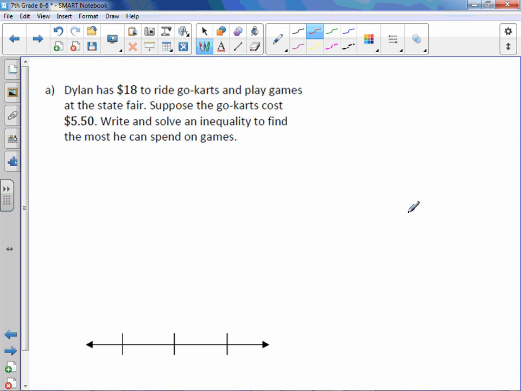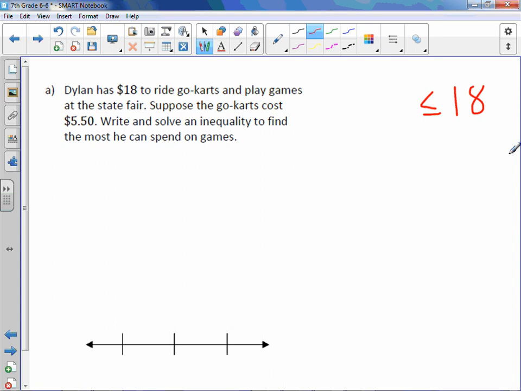Dylan has $18 to ride go-karts and play games at the state fair. Suppose the go-karts cost $5.50. Write and solve an inequality to find the most he can spend on games. So our total would be $18. He can spend less than 18. He can also spend 18. So 18 or less means the less than or equal to symbol.